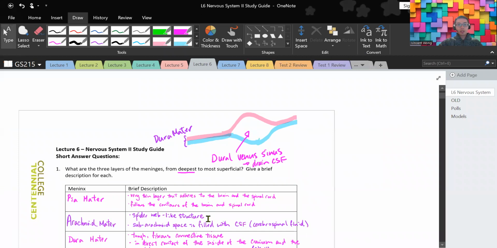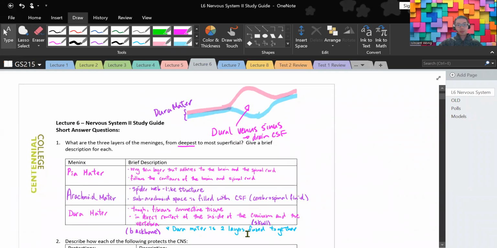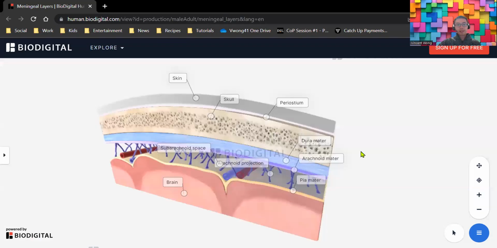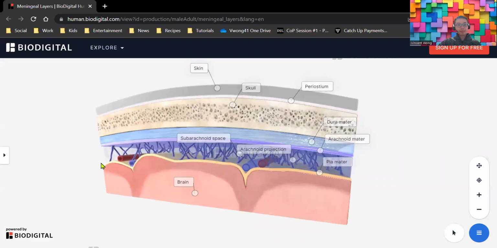All right. Any questions so far? It's 2 layers fused together, but then sometimes it separates. So I'm going to show you a model of what that looks like, and we can talk about it and see if it makes any sense. I'm going to have to share a different screen with you. Okay. Do you guys see the model right here?